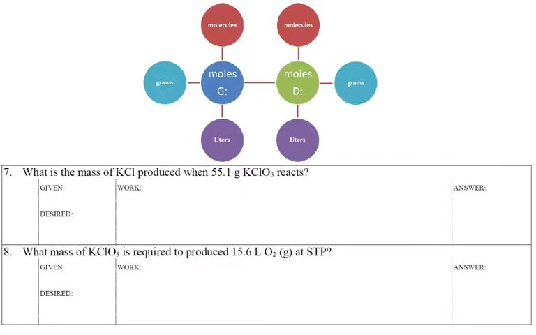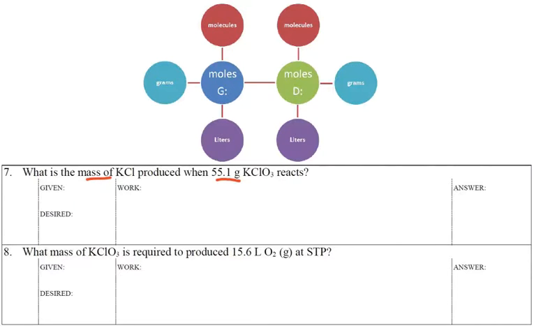Okay, this is a little bit more complicated problem now, so number 7. So what is the mass of KCl? That's important. When 55.1 grams of KClO3 reacts. So I'm going to start with grams, and then I want to end up with grams, because mass means grams. And so I'm going to go grams to moles, okay, moles to moles, and moles back to grams. And you can see it's going to be a 3 conversion factor problem to get this to happen. So let me clean up my map.